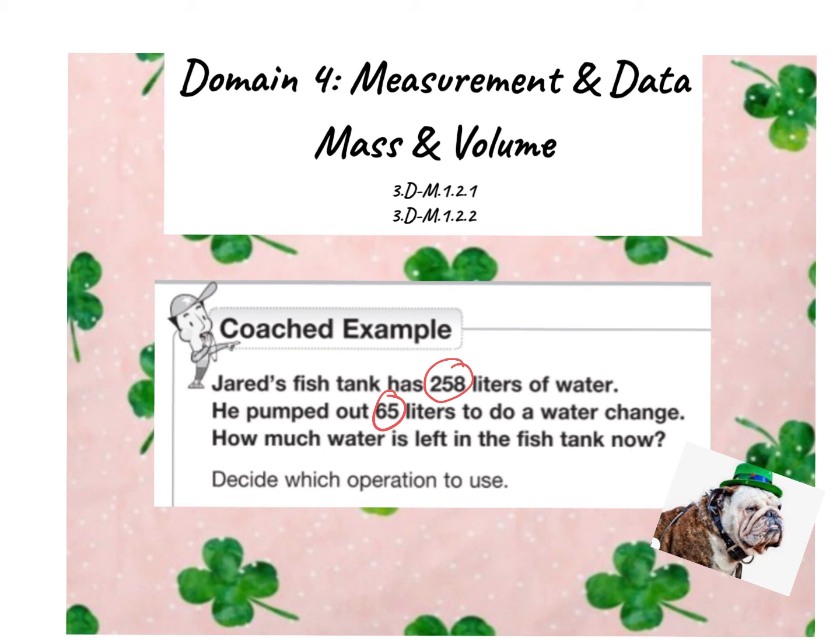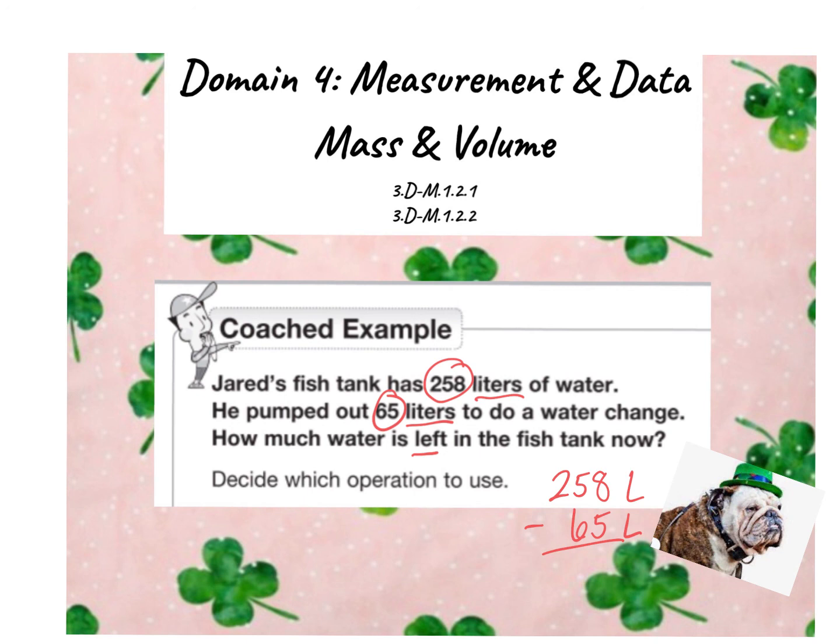So he has a total of 258, okay? And we're talking about liters, so I'm going to label that. And he pumped out 65. So if he pumps it out, that means he takes that away, right? And the key word that I know I'm going to have to subtract is left, okay? So how much water is left in the fish tank now? So we started off with 258 liters, took 65 away, so we're going to have to subtract.